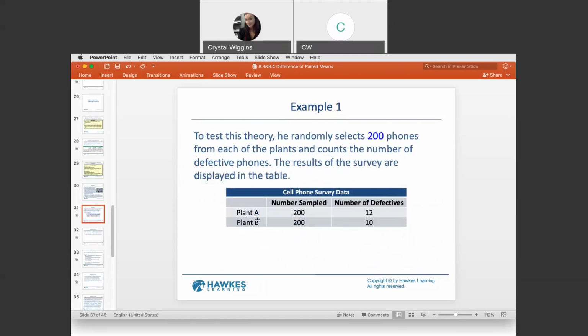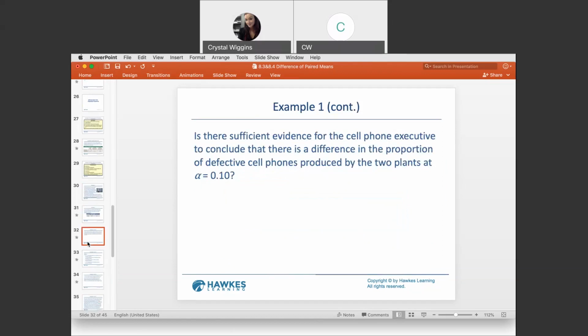In plant A, 12 out of the 200 were defective, and in plant B, 10 out of the 200 are defective. Our goal is to determine whether there is a meaningful difference between these defective phones. Is there sufficient evidence for the cell phone executive to conclude that there is a difference in the proportion of defective cell phones produced by the two plants, with an alpha level quite large at 0.1?